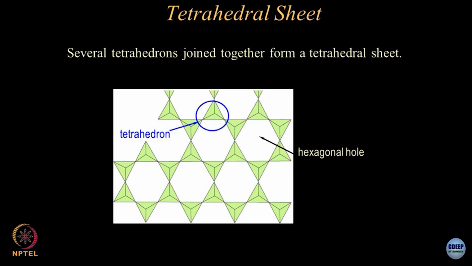So, when several units of tetrahedron sit together, they form a tetrahedral sheet. So, look at this, this is sort of a bridging. So, what is going to happen in the holes which are getting created? These are the parking lots.